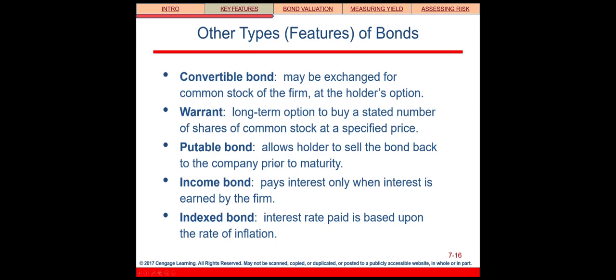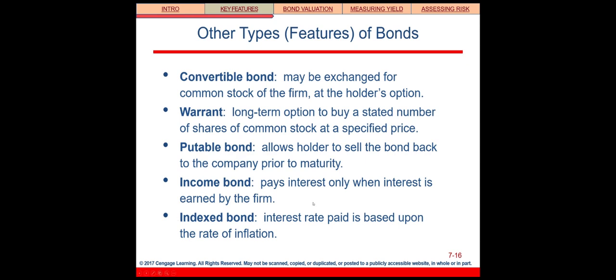Putable bond allows the holder to sell the bond back to the company prior to maturity. A callable bond allows the issuer to buy back the bond, but a putable bond allows the holder, investors like us, to sell the bond back to the company prior to its maturity. It's the same as the callable bond in the sense that the bond is bought back by the company, but it's different in who has the power to do so.